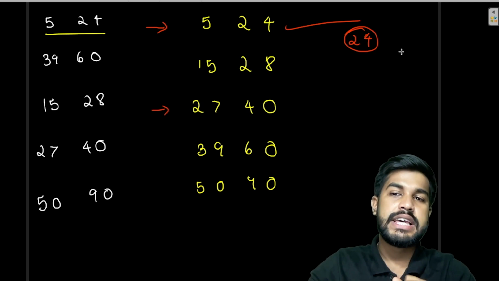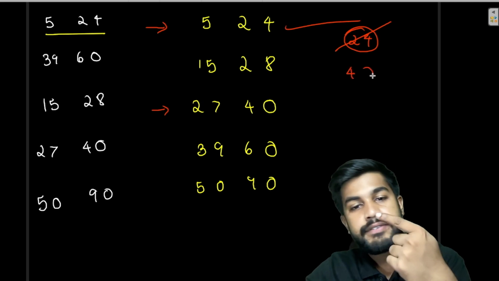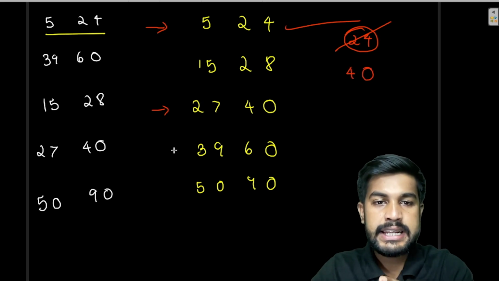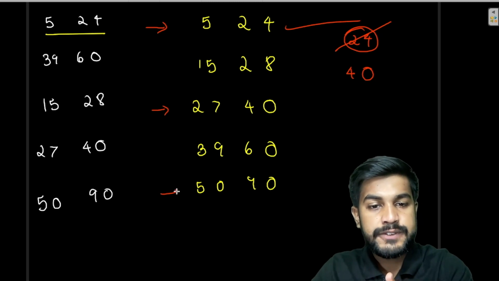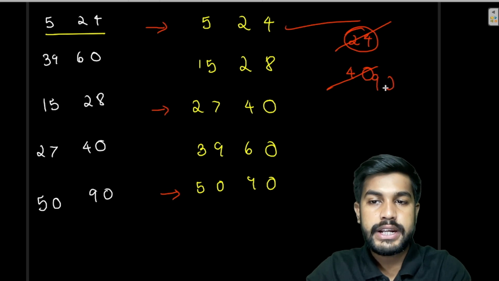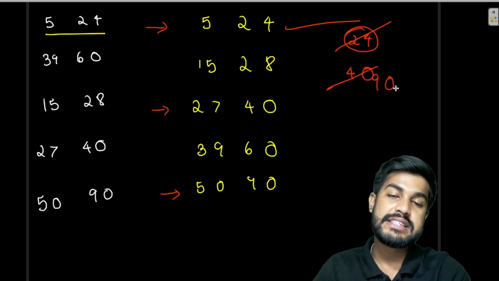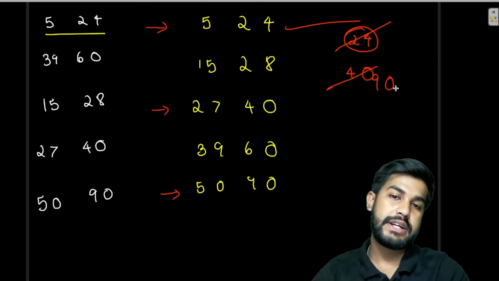So now I would say that I need to assign the next meeting after 40. So this is 39, I can't assign that. This is 50, I can assign. So now this would change to 90. The next meeting I can assign would be more than 90.